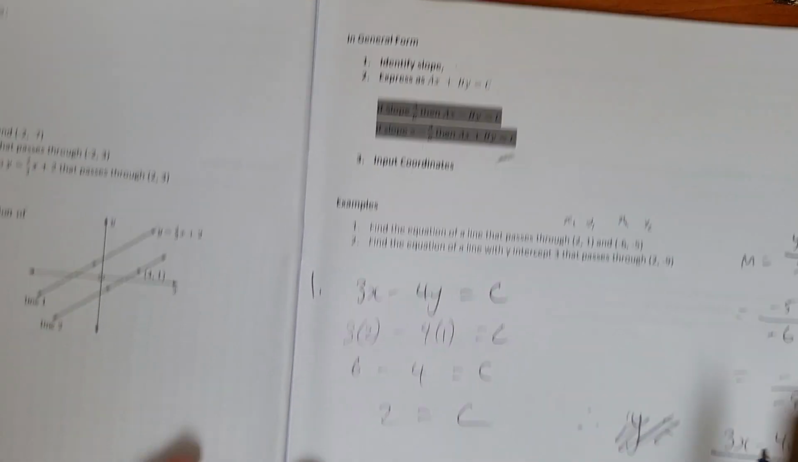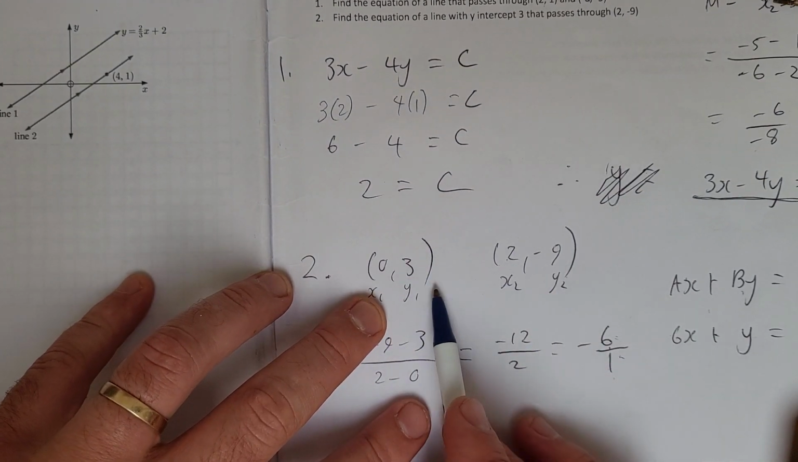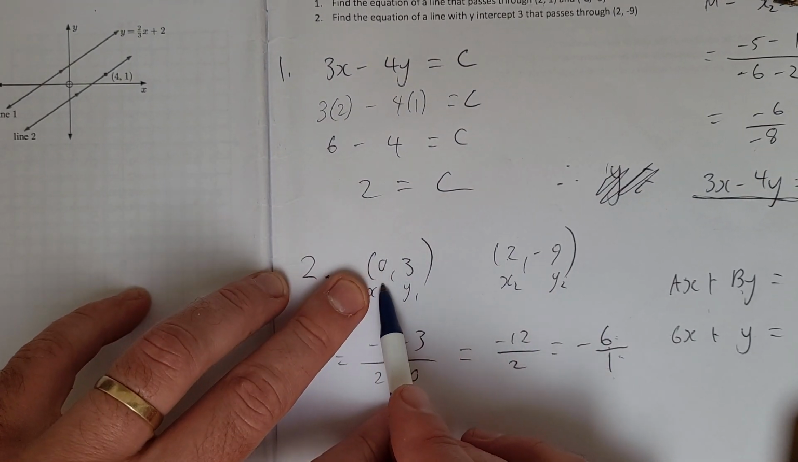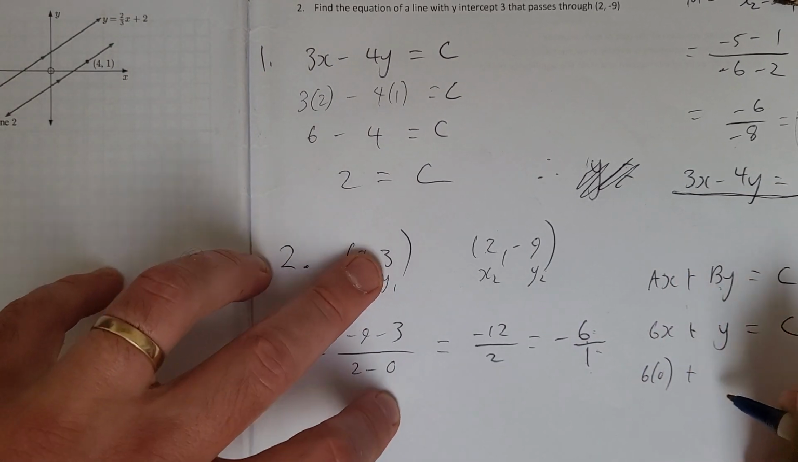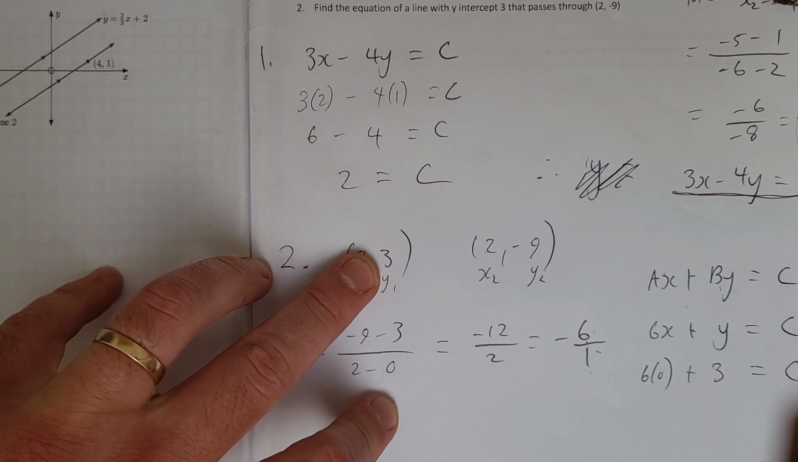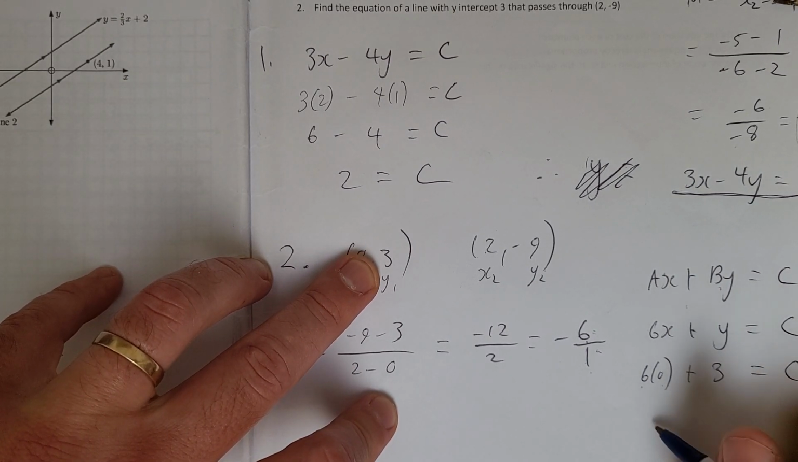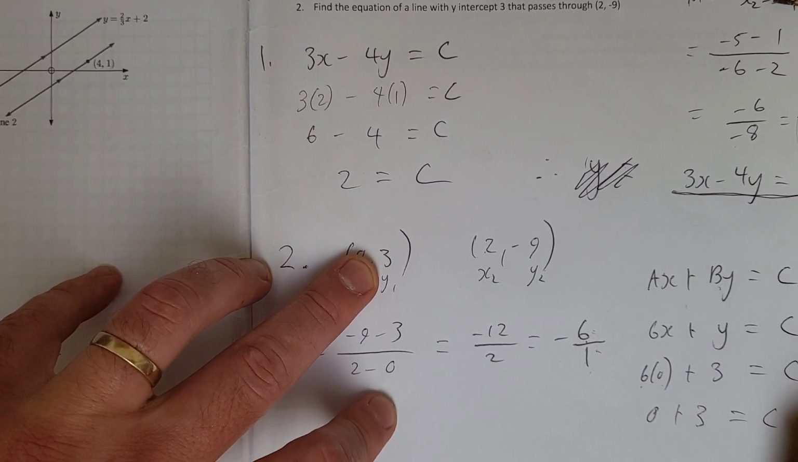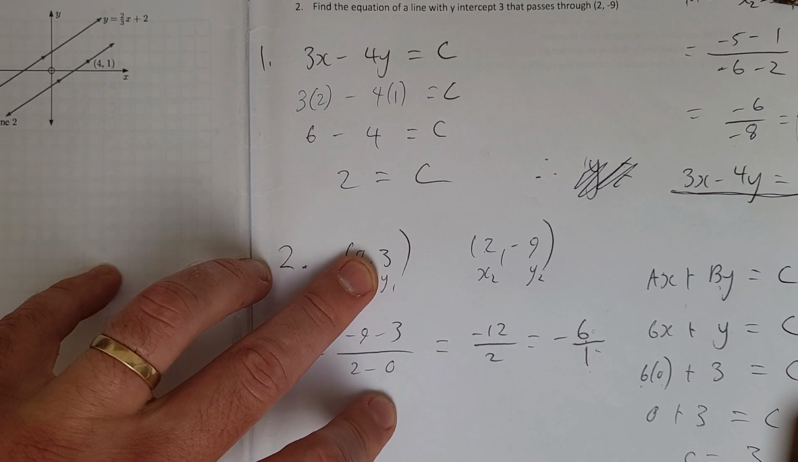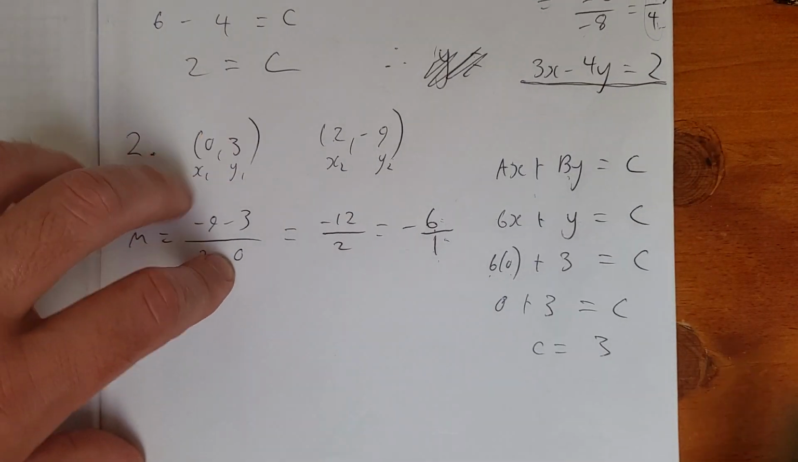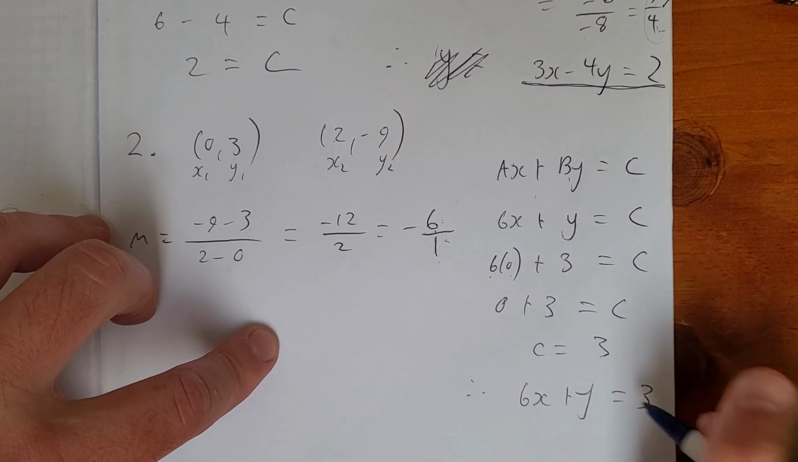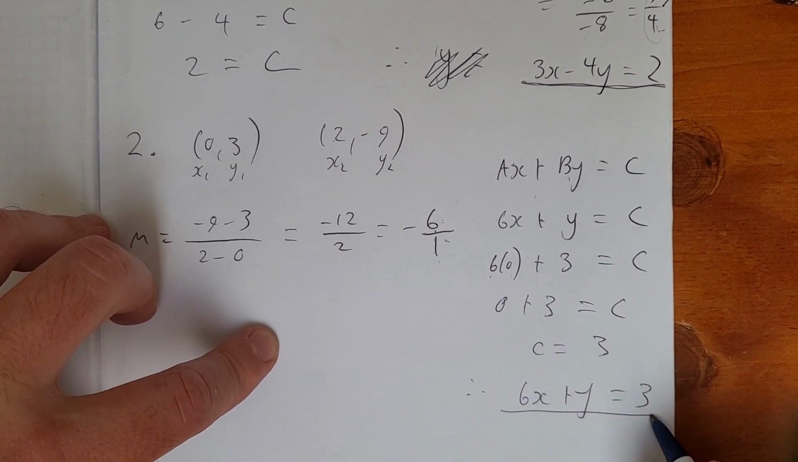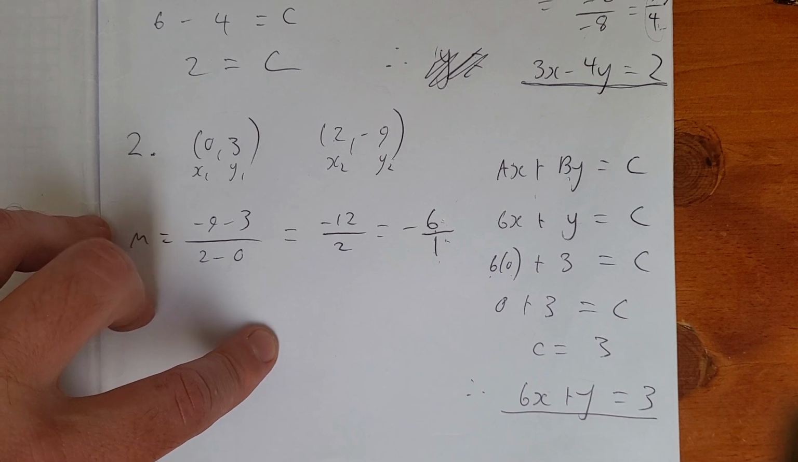Now input the coordinates. So we can input either of these coordinates. This one's going to be nice and easy because there's a 0 involved. So we're going to have 6 times 0 plus the y value is equal to c. 6 times 0 is 0. So we've got c is 3. And so therefore, the equation of our line is 6x plus y equals 3. Okay, that's the equation of our second line in general form.